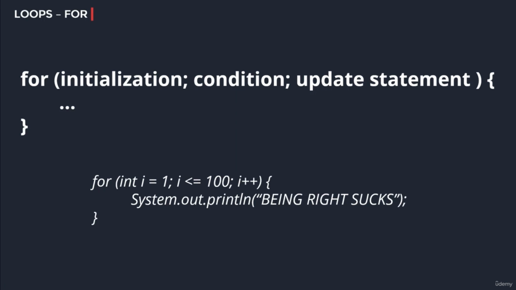After the code is finished, we get back to the first line of for loop. First, it increases the value of I and then checks the condition. If it's true, it keeps running the code. But if it's false, then it will stop the execution of the loop.